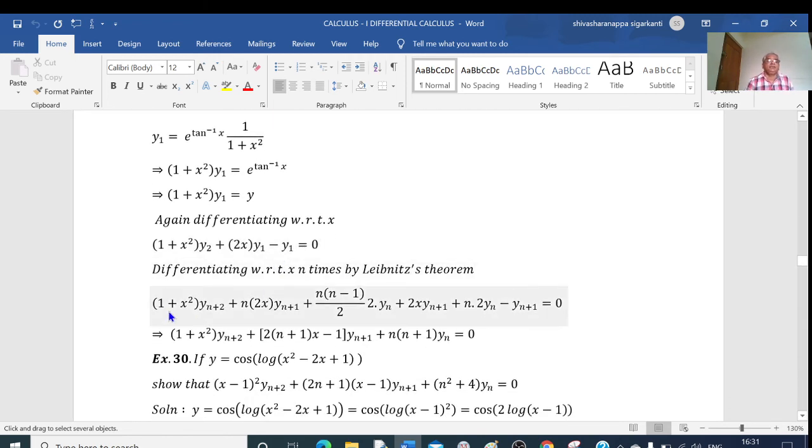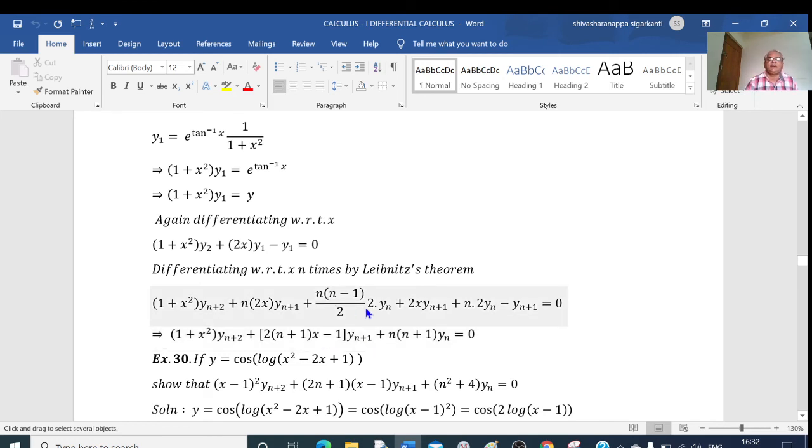Then first I will write 1 plus x square into yn plus 2, plus the yn plus 1 terms. This is one yn plus 1 term, this is one yn plus 1 term, this is one yn plus 1 term. Yn plus 1 term common factor. Here 2nx plus 2x, that is 2x common factor in these two terms. So within bracket I will write 2x common factor n plus 1 minus 1 here, into yn plus 1.